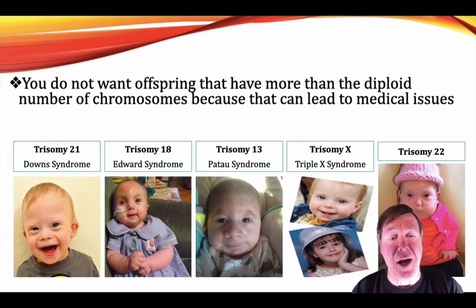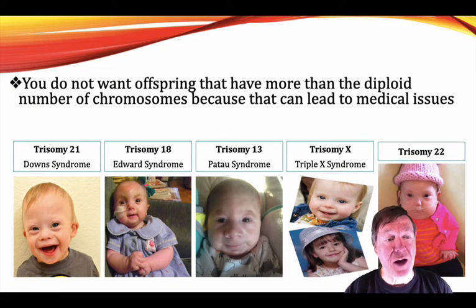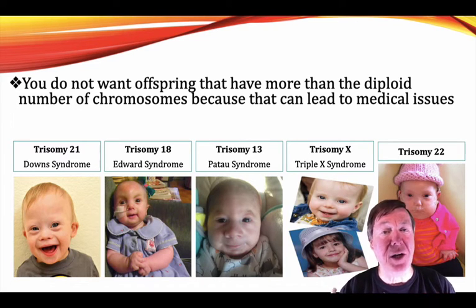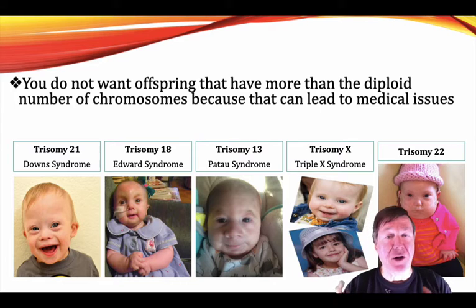These are 5 examples of genetic birth defects. Trisomy number 21 is Down syndrome. Down syndrome results in a mental disability. They're also usually associated with vision problems. The teeth don't grow in quite right, and like I said, a learning disability.